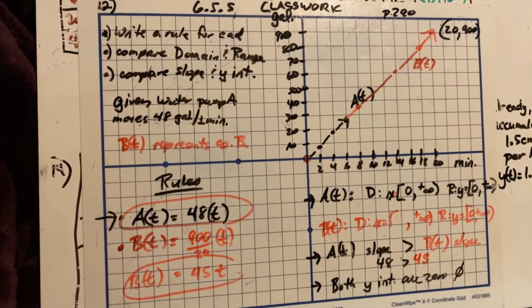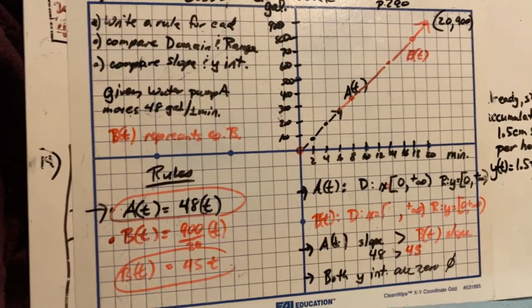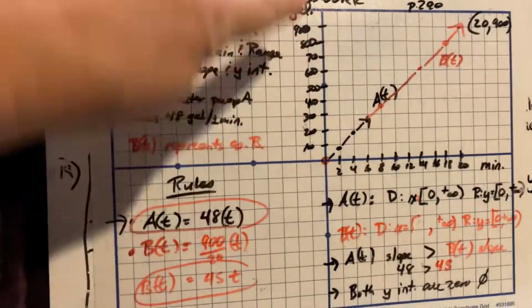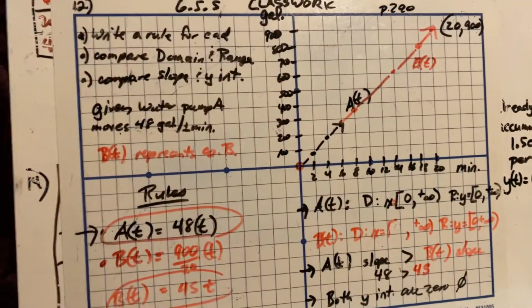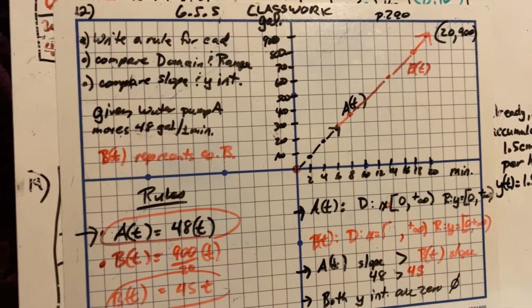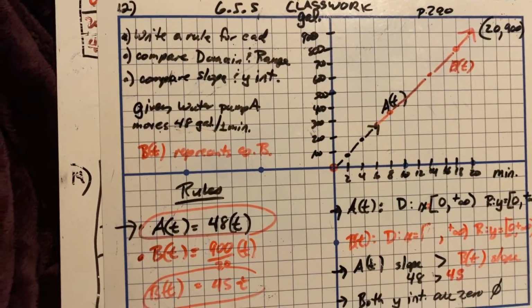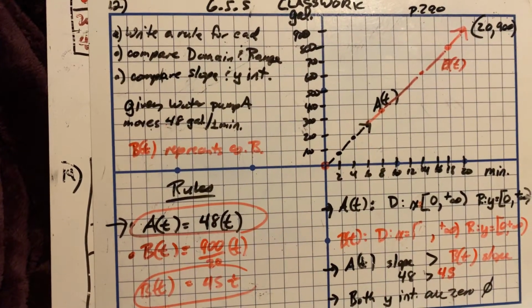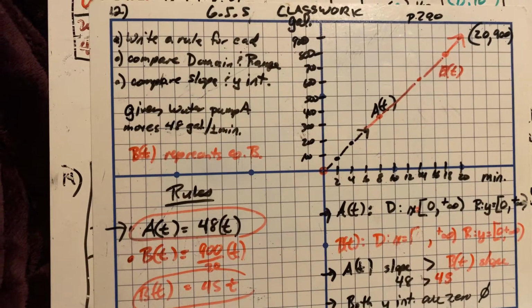So this scenario is a comparison of two water companies and how much water they can pump. Again, our y-axis is going to be gallons, and our time is going to be minutes. So we're going to make that comparison. What they want us to do is to write a rule for each of the companies A and B, compare their domain and range, and then also compare their slope and the y-intercept. So what information are we given?